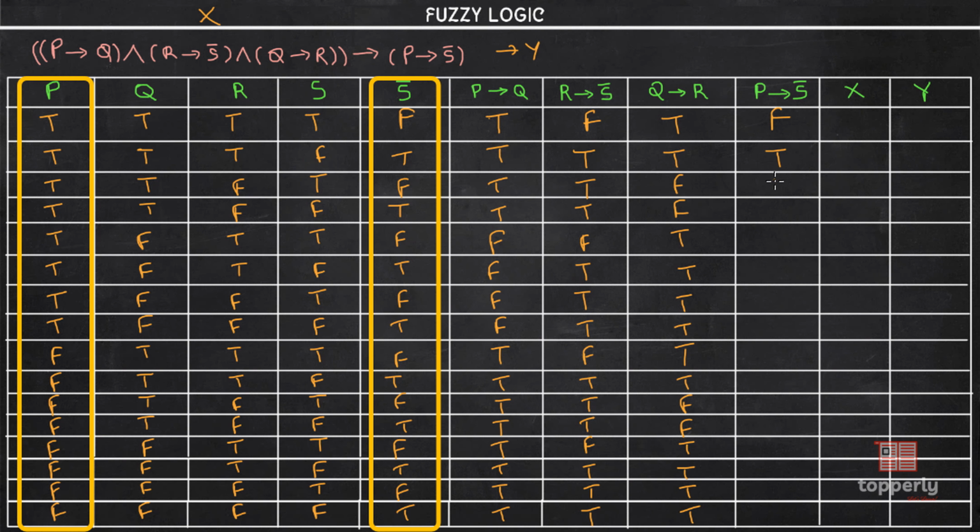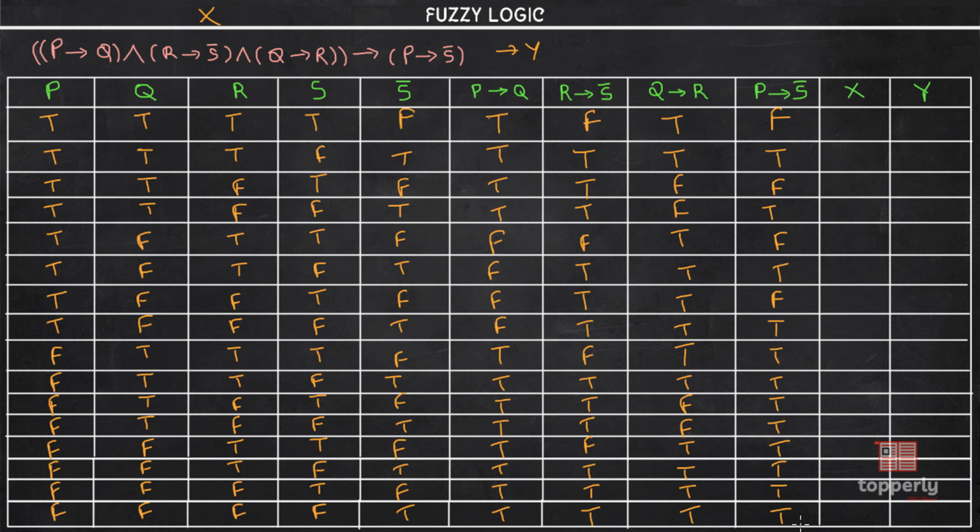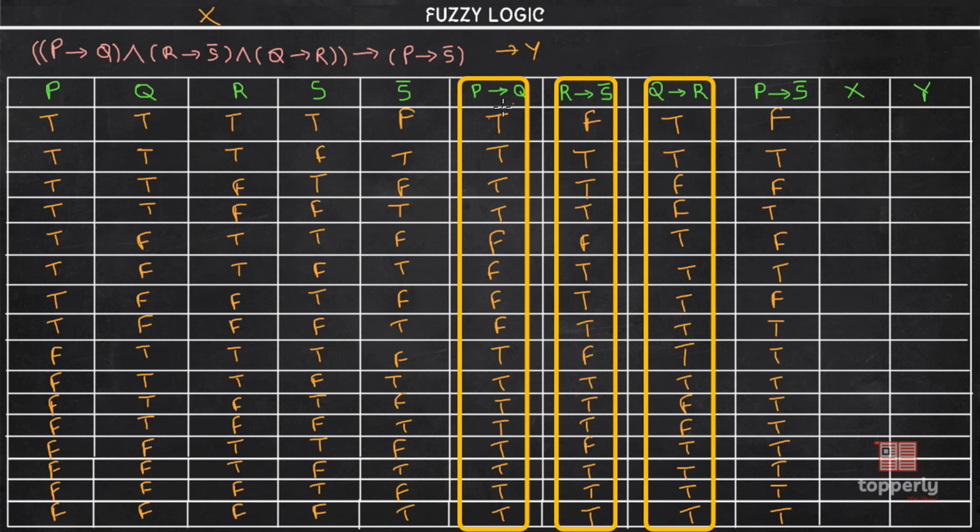Similarly, next we have the variable x, which is given by P implies Q conjunction R implies S bar conjunction Q implies R. So we have to consider these three columns, that is P implies Q, R implies S bar and Q implies R with the conjunction operation. So first we have true, false and true, which will be false. Then we have all trues, so it will be true.